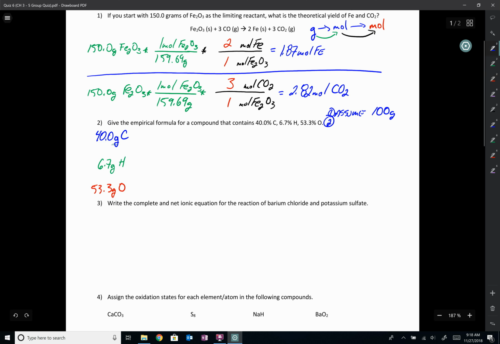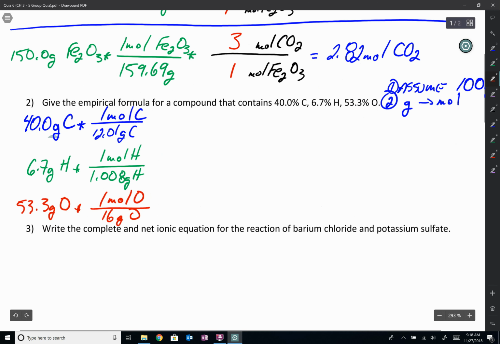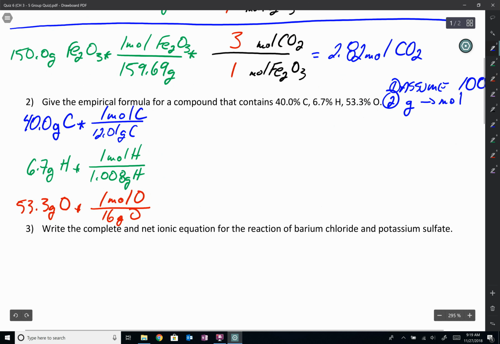Step 2. Grams are mostly useless for us when we're comparing things. We need to convert grams into moles. So we're just going to pull our information from the periodic table. For every 1 mole of carbon, 12 grams. 1.008 grams of hydrogen for every 1 mole of hydrogen. And we can just say 16 grams of oxygen for every 1 mole of oxygen. Okay, we convert grams into moles.